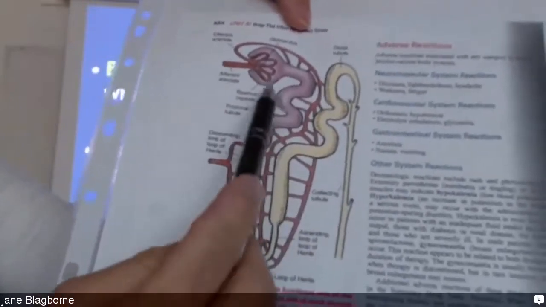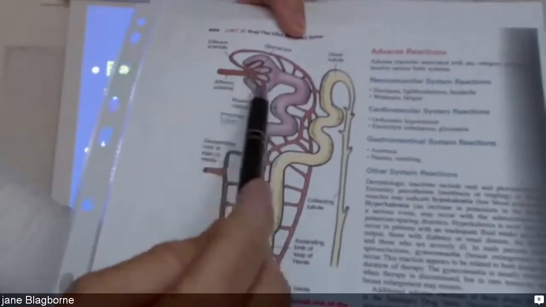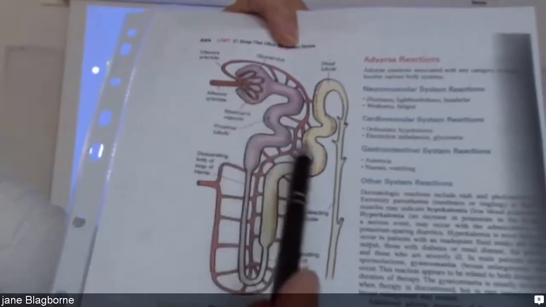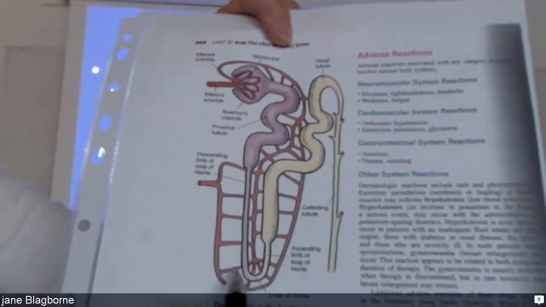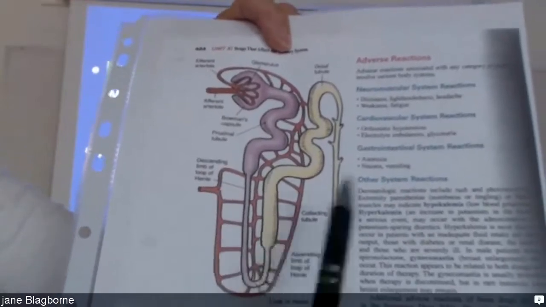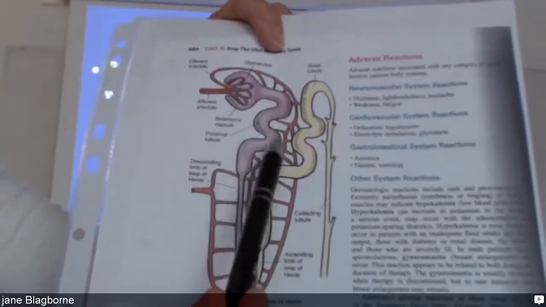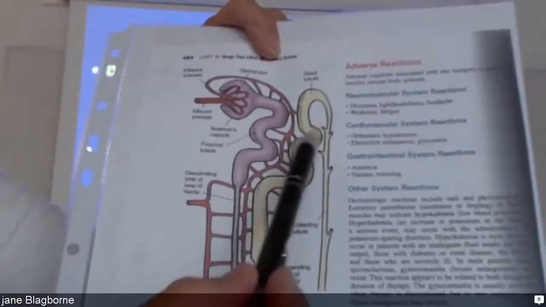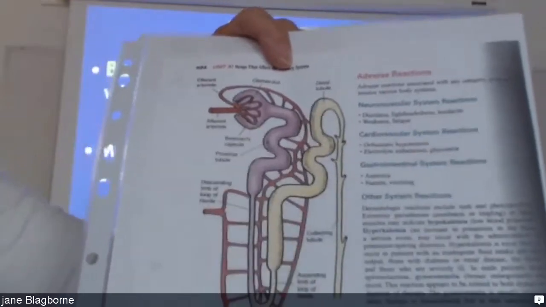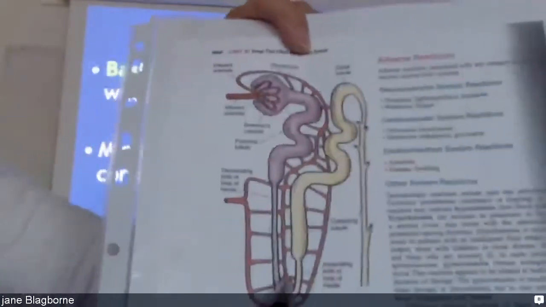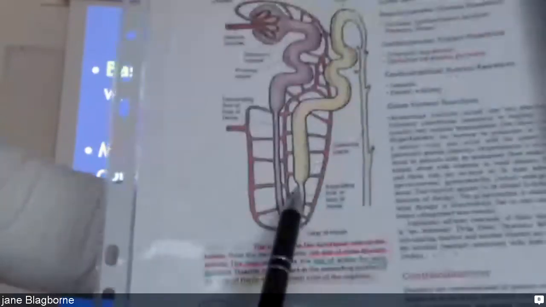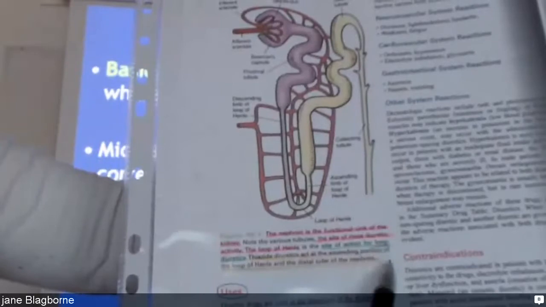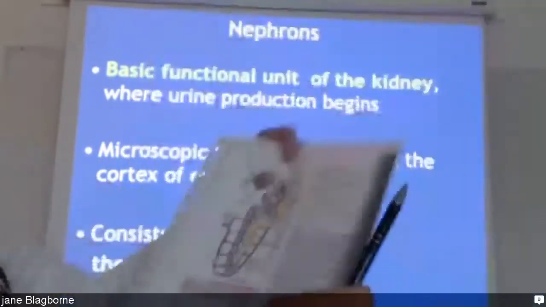So you can see here the Bowman's capsule, the glomeruli in here, all of the vessels that are supporting the circulatory system. You can see these are convoluted. You can see the twists in those, they're just kind of bends. The loop of Henle, which we talked about as well. Then out and then down the ureter to be sent down to the bladder.